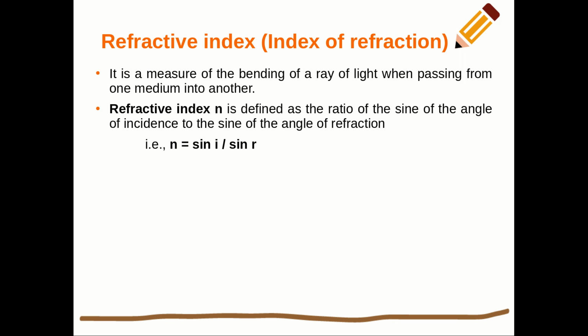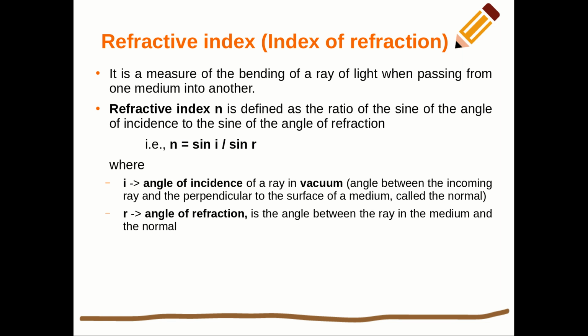Refractive index N is defined as the ratio of the sine of the angle of incidence to the sine of the angle of refraction. So we have already seen the angle at which the light is incident on that surface. Take its sine value, divided by the sine of the angle of refraction, once it is refracted. So N = sine I by sine R, where I is the angle of incidence of a ray in vacuum.